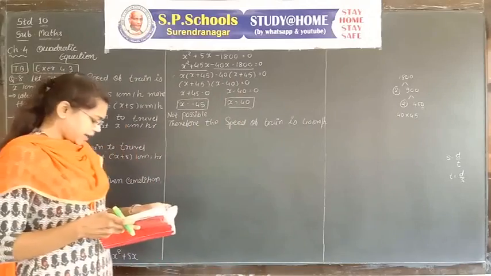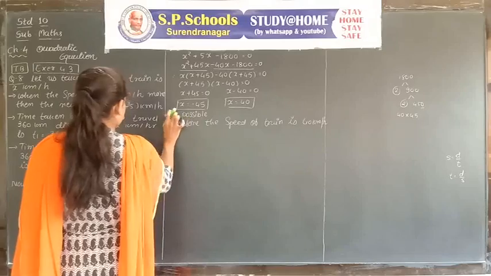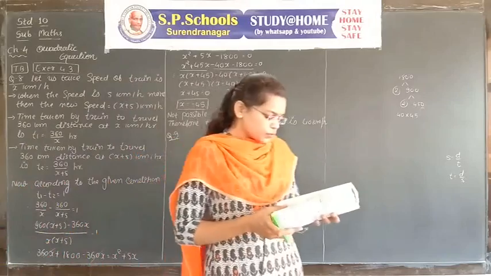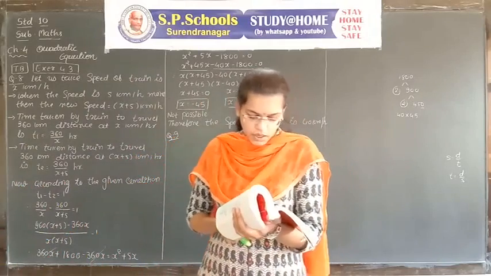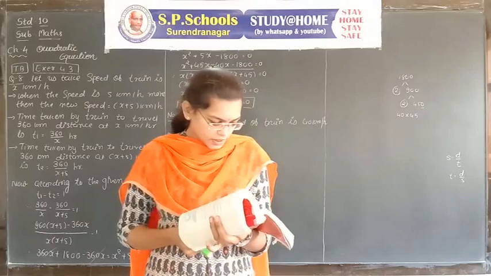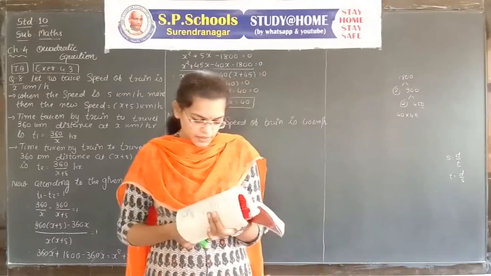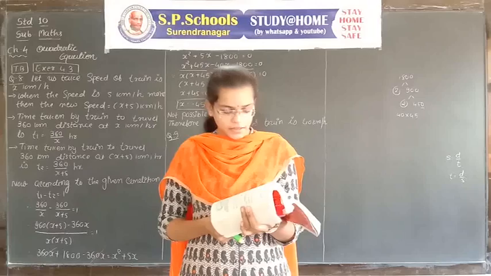Let's see the next, ninth number. Ninth number is again a most important number. Two water taps together can fill a tank in 9 integer 3/8 hours. The tap of larger diameter takes 10 hours less than the smaller one to fill the tank separately. Find the time in which each tap can separately fill the tank.